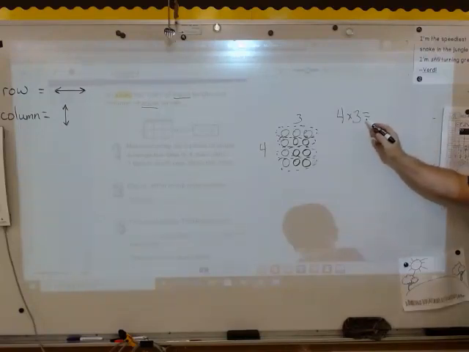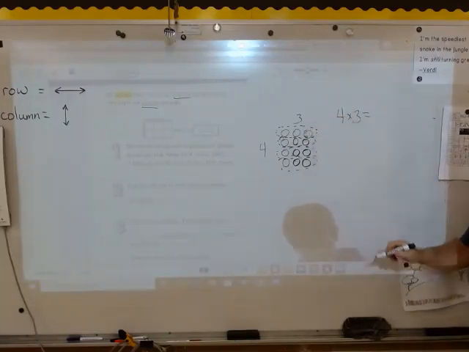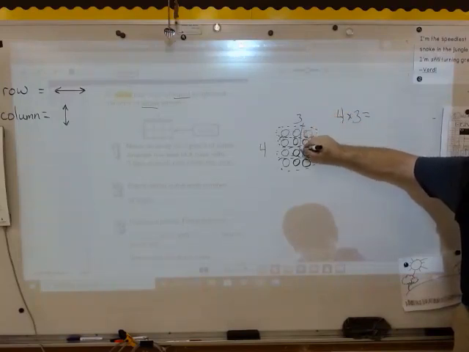Okay? How else could I do it though? I could do it a different way. How could I do it? Just going down. Okay, I could say, here's a group, and this time I'll do an actual line instead of a dotted line. Here's a group.